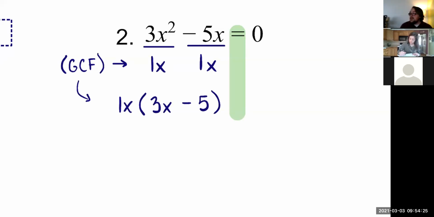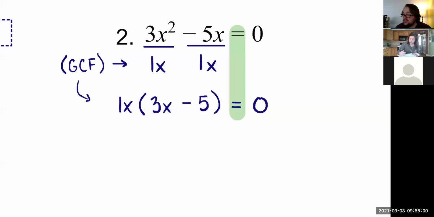So we took that one away. So we should get 1x times the binomial 3x minus 5. Now, if you're worried that you've misplaced something, mental check. 1x times 3x, if I were to distribute, should give me that 3x squared again. 1x times -5 should give me a -5x. So I haven't lost anything. I've just changed the way it looks by factoring. It's still set equal to 0.